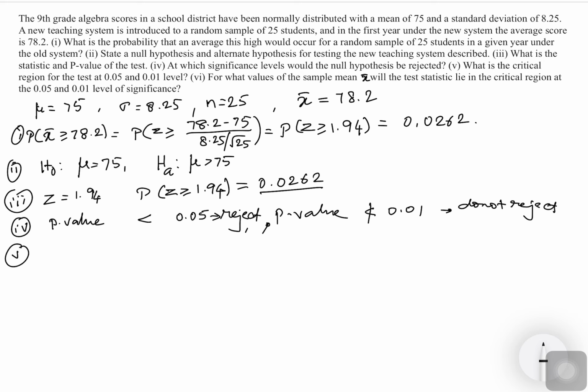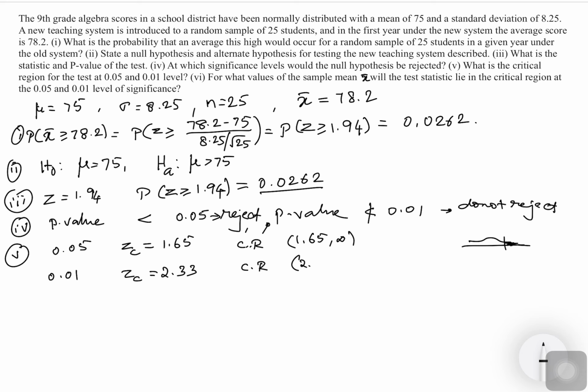Next, fifth question. What is the critical region for the test at 0.05 and 0.01 level of significance? So this is a right-tailed test at 0.05 level of significance. We know that ZC is equal to 1.65, and they're asking you the critical region. So the critical region for the right-tailed test will be anything greater than ZC. So the critical region is 1.65 to infinity. And at 0.01 level of significance, ZC is equal to 2.33. The critical region will be anything greater than 2.33, that is 2.33 up to infinity.